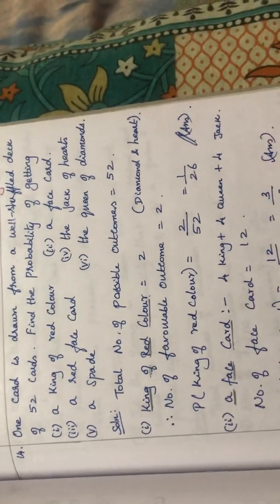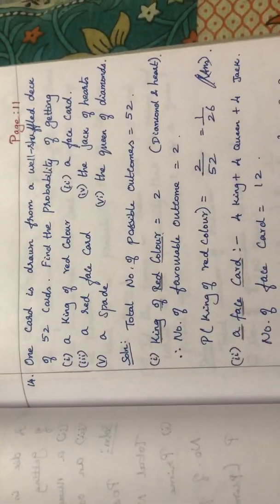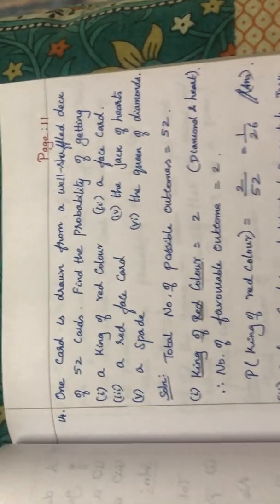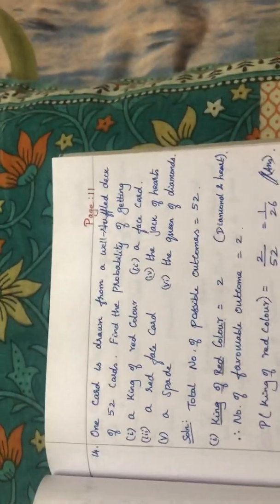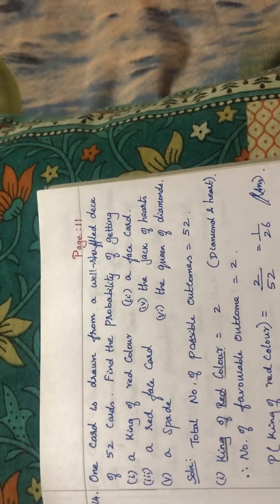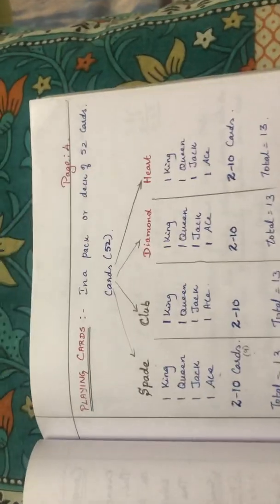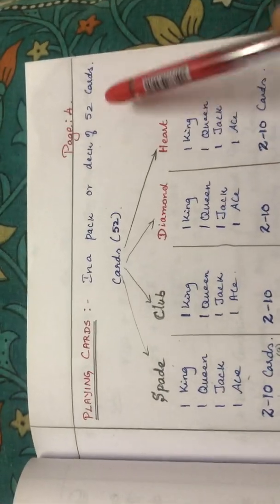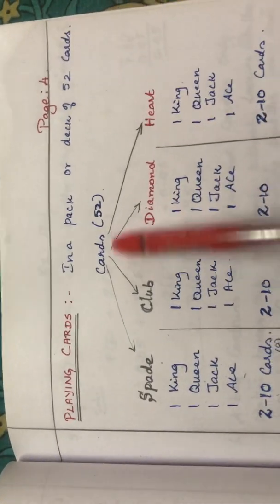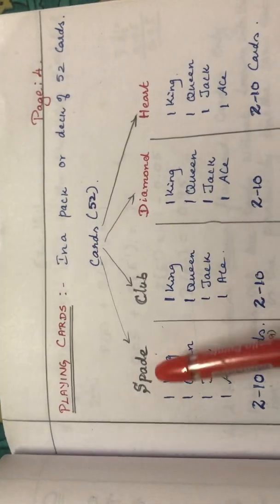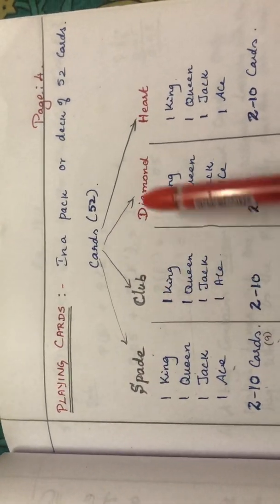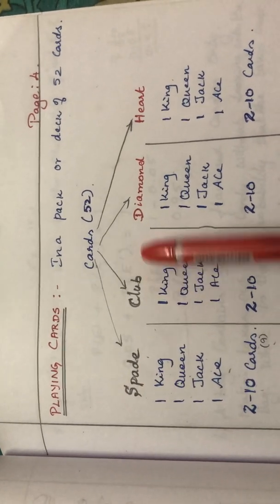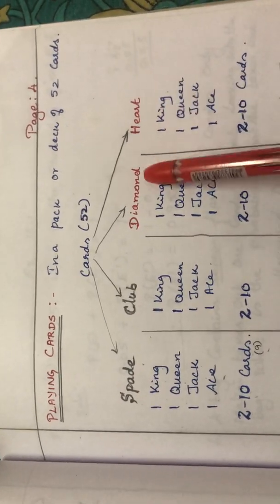Before going into the sum, in the introduction part I have explained the possibilities of getting the 52 cards. If you want, I will explain and recollect everything again. See, when the playing cards are there, in a pack we have 52 cards. Under these 52 cards, we have 4 subdivisions: spade, club, diamond, heart. Spade and club are black in color, diamond and heart are red in color.